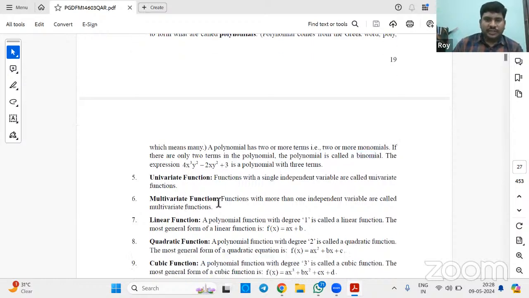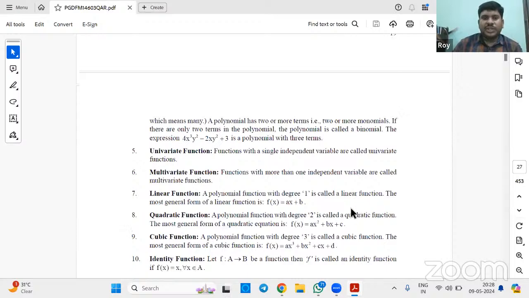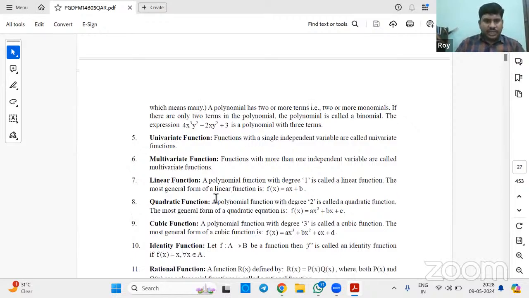Next one, univariate, where a single independent variable will be there. Multivariate, more than one independent variable will be there. And linear function, this is one of the important things. This is called a polynomial function with degree 1. And the most general form of a quadratic function is f of x is equal to ax square plus bx plus c. Cubic function, this is where the degree will be 3.